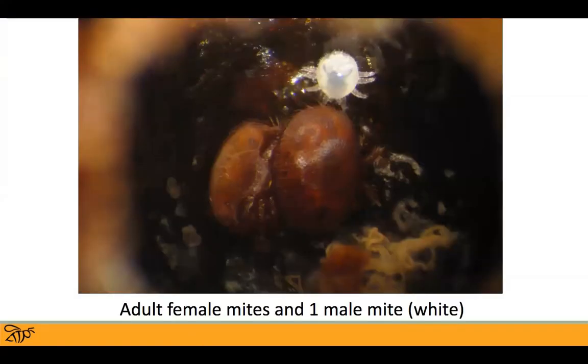So this picture shows two female mites. It is important to note that more than one foundress can infest a cell at the same time. So you'll have multiple foundresses at once in severe infestations. And then that little white one is the male mite. You can see that the male is a lot smaller than the females, and it will always be white. It's never going to turn red.